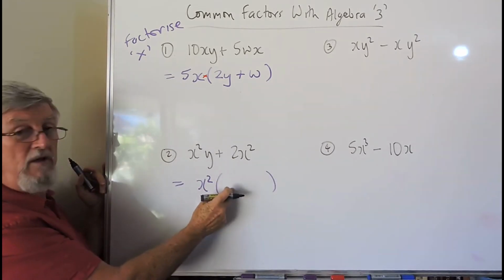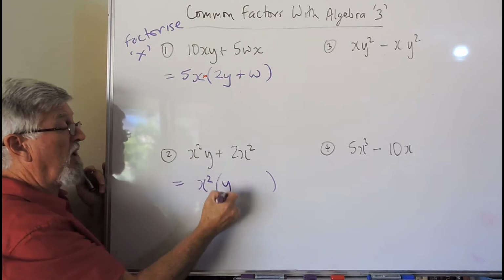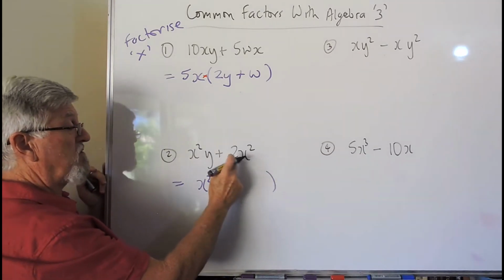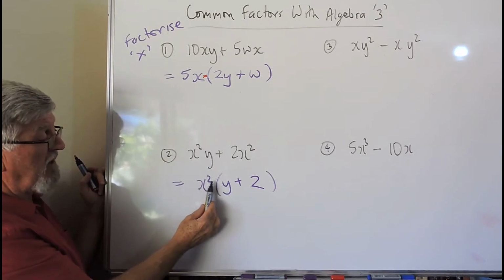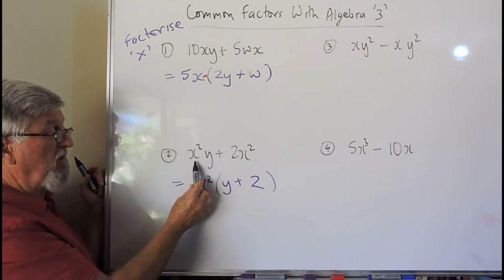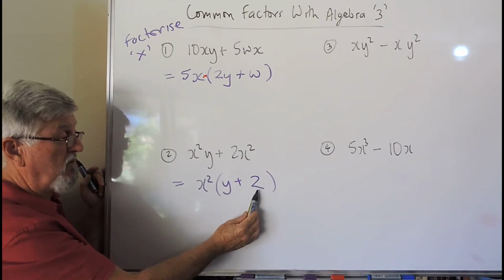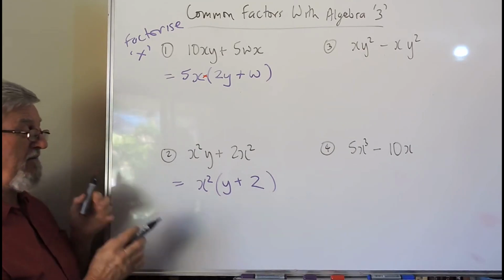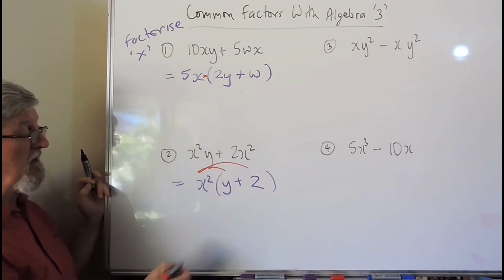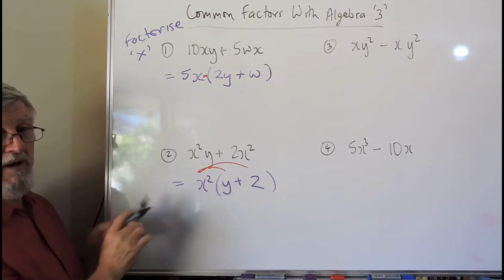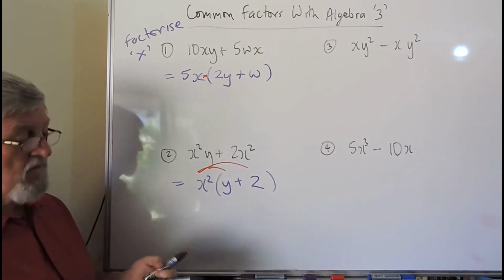x squared times what is x squared y? I need the y. x squared times what is 2x squared? I need the 2. So let's have a look at what it does. x squared y, if you expand the bracket, is that one. x squared by 2, 2x squared, you expand the bracket for that one. Some people, by the way, use the eyebrows to keep track of what they've done. So there's your x squared y, and there's your 2x squared. And we write the number first.